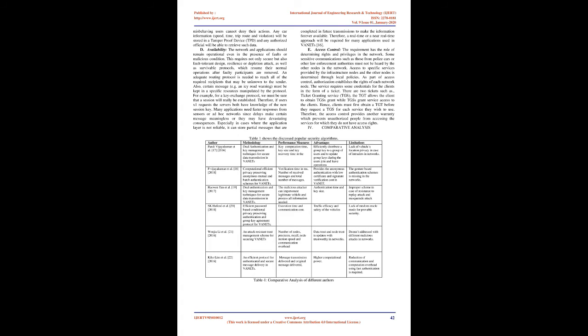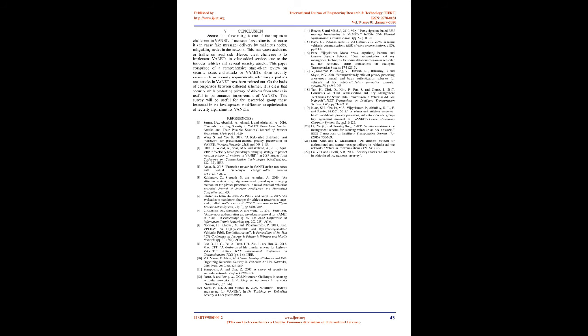Access control: the requirement has the role of determining rights and privileges in the network. Some sensitive communications such as those from police cars or other law enforcement authorities must not be heard by the other nodes in the network. Access to specific services provided by the infrastructure nodes and the other nodes is determined through local policies. As part of access control, authorization establishes the rights of each network node.